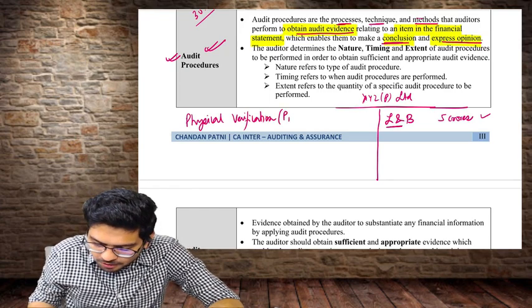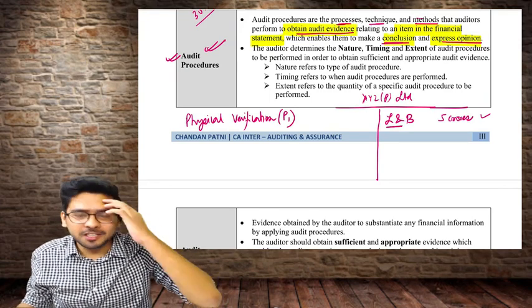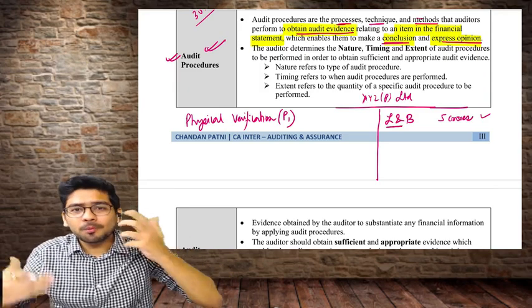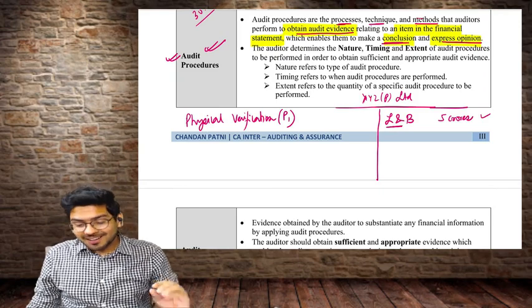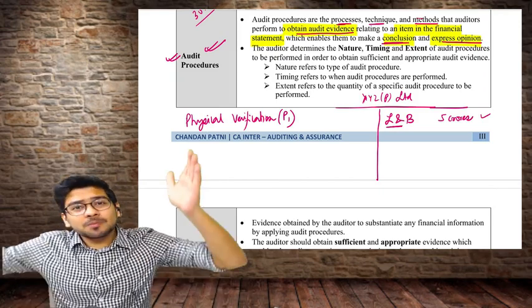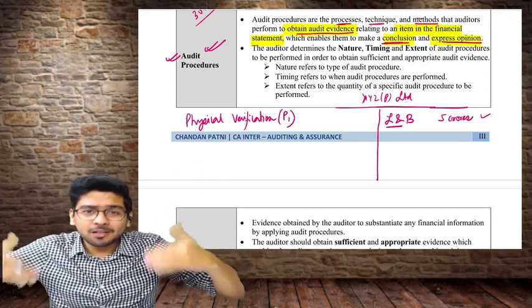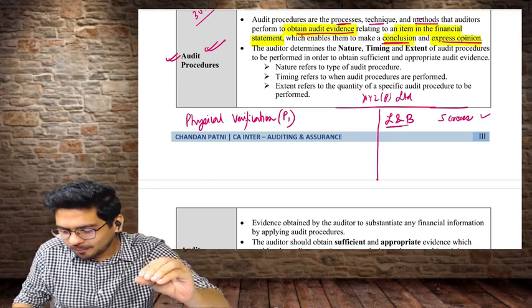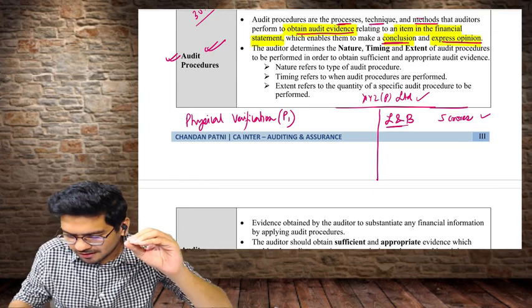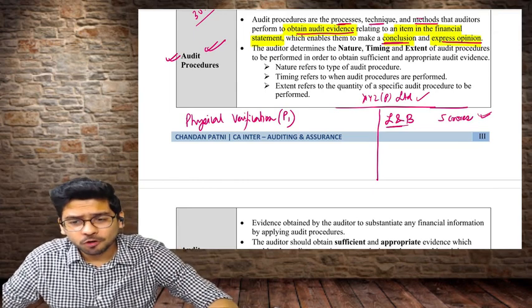I am calling it P1. P means procedure. I just applied a procedure. What procedure did I apply? I checked the building physically. But do you think that merely checking whether the building exists physically is sufficient to say that the land and building is XYZ Private Limited's and the value is 5 crores? Is it sufficient?